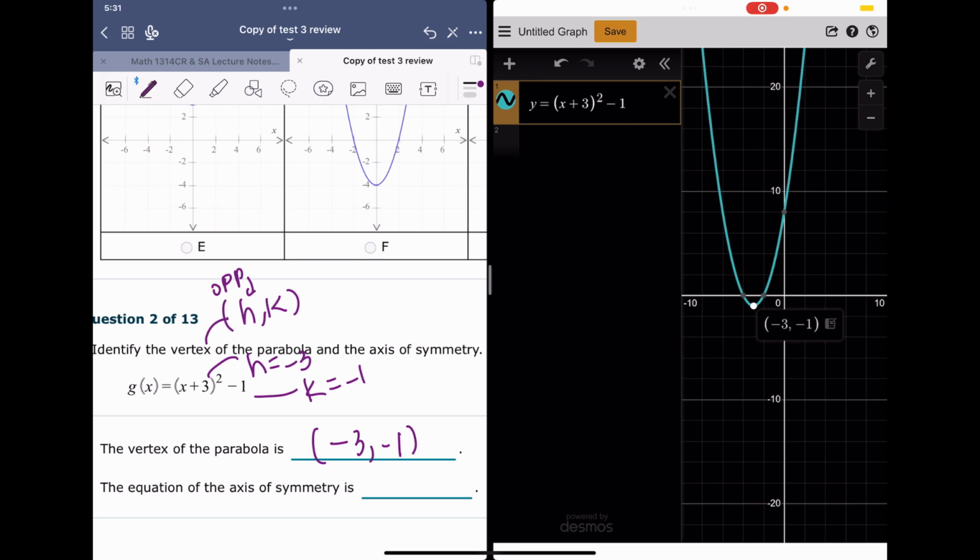If we enter this graph into Desmos, we just click in the middle. So this is the middle, and it's going to give us the point. And then it says, what is the equation for the axis of symmetry? The equation is going to be the x value of the vertex. So it's going to be x equals -3.